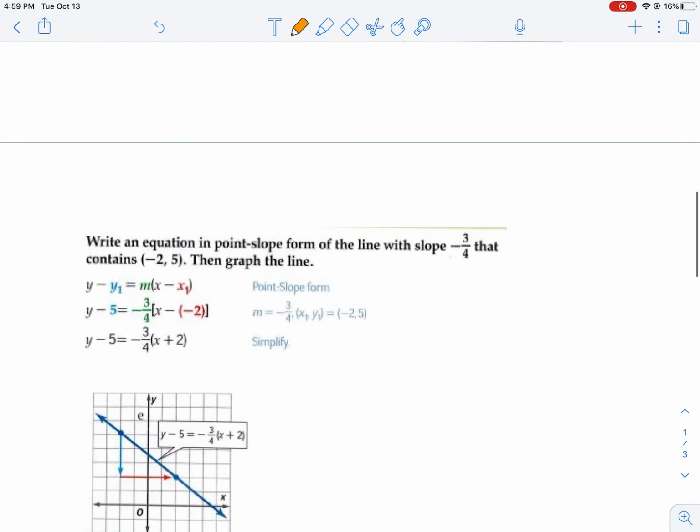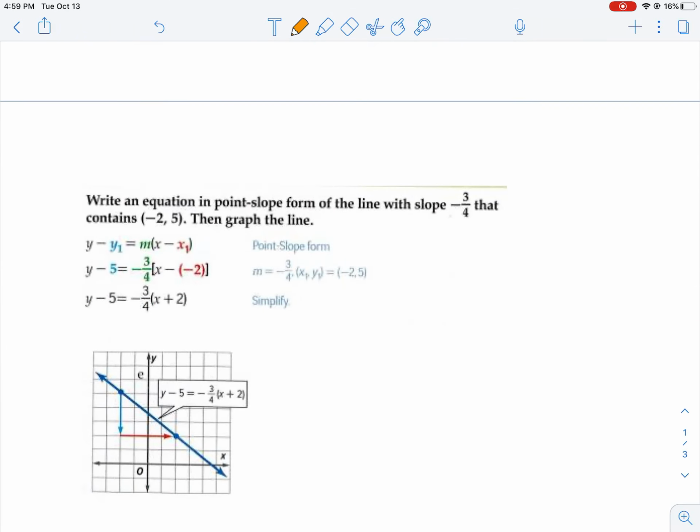All right. So it says write an equation in point-slope form of a line with a slope of negative 3/4 that contains the point negative 2, 5. Then graph the line. Okay, so in this example, they have already done it for us. So here's our point-slope form. Okay, we just substituted in our slope for m, and we plugged this in for x1 and y1. All right, and by doing so, you are left with this right here.